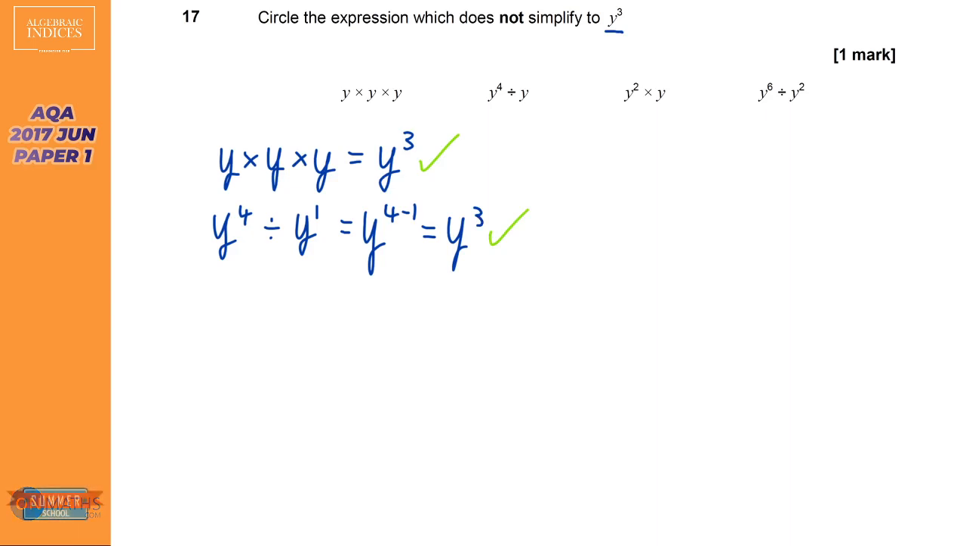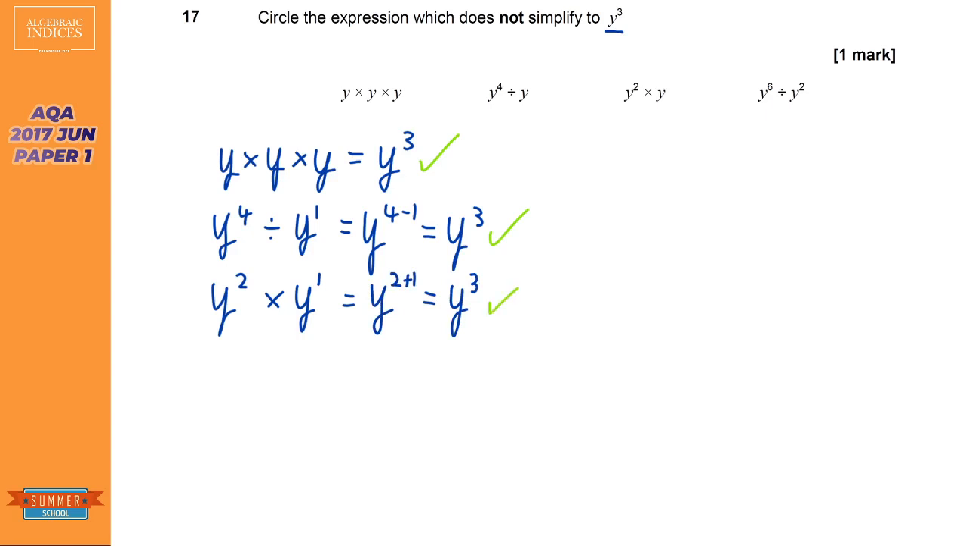The next one is y squared times y. Now again, remember y on its own is y to the power of 1. The rule here is that when you times powers together, you add the indices. So it's going to be 2 plus 1, which is y to the power of 3.